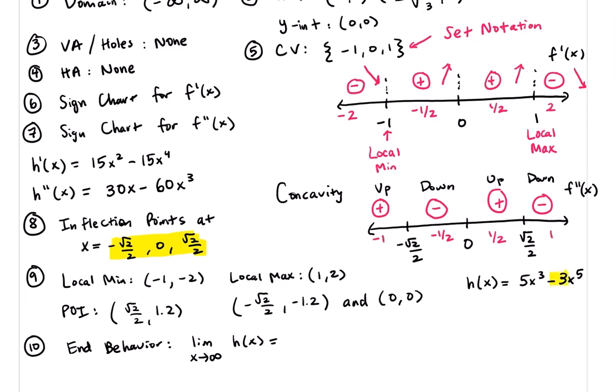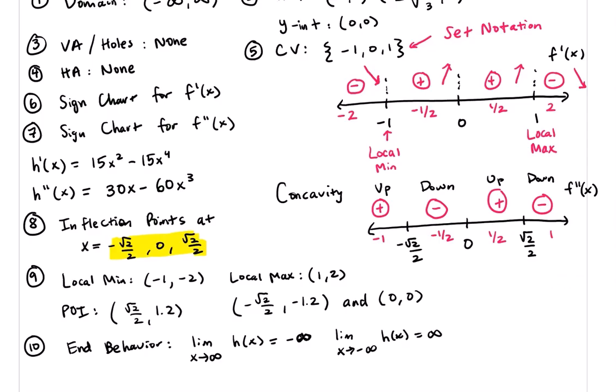So our leading coefficient is -3. And so if this is a degree 5 polynomial with a negative leading coefficient, that means that my end behavior is going to be up, down. In other words, the limit as x approaches infinity of our function is negative infinity, and then the limit as x approaches negative infinity of our function is equal to positive infinity. So there is our end behavior.